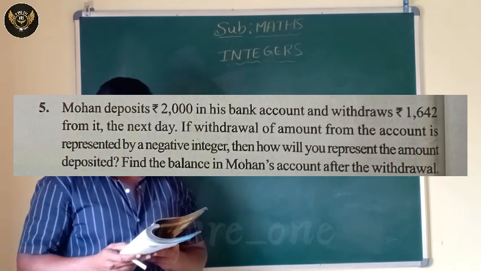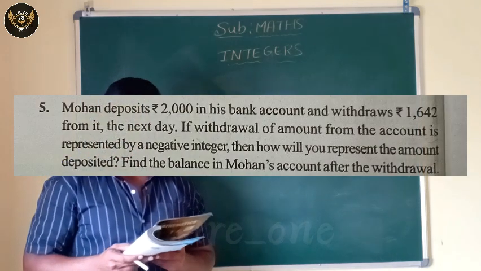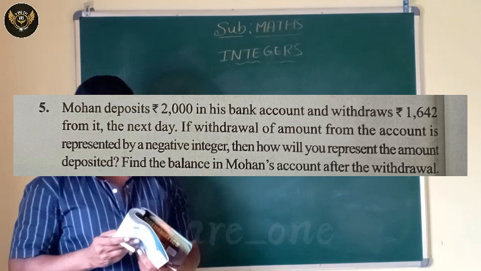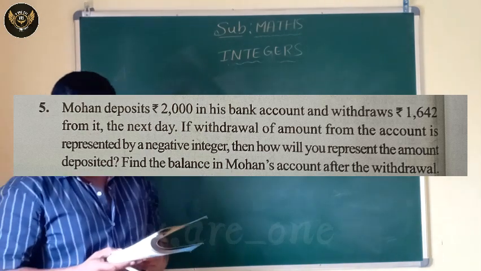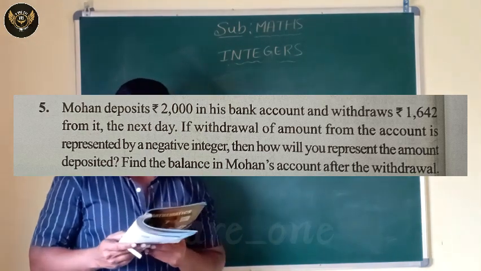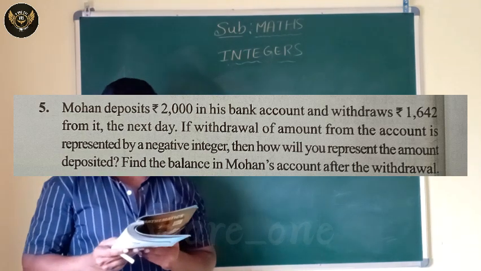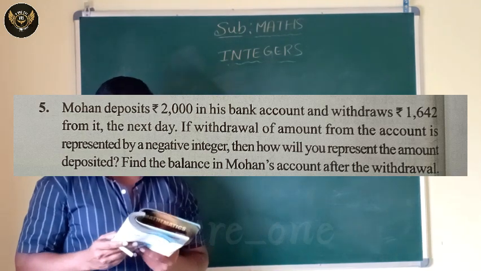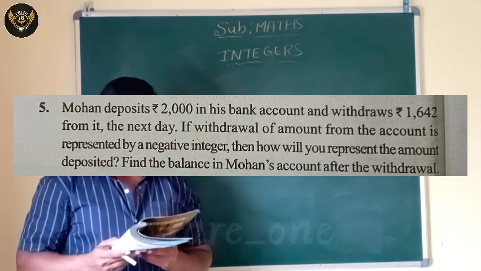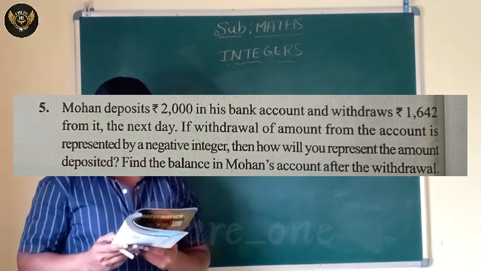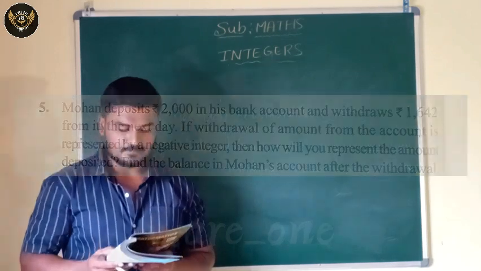Next, the question 5th. Mohan deposits rupees 2000 in his bank account and withdraws 1642 from it the next day. If the withdrawal of amount from the account is represented by a negative integer, then how will you represent the amount deposited? Find the balance in Mohan's account after the withdrawal.